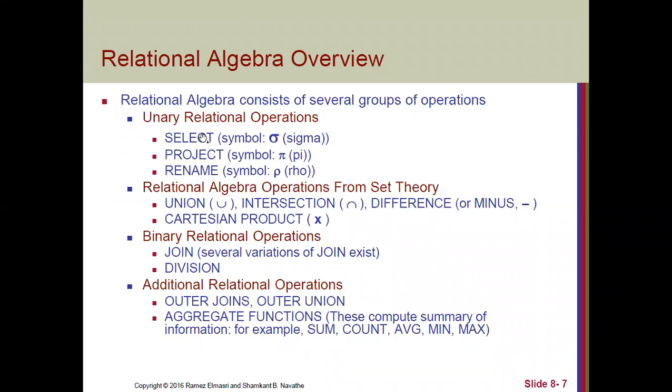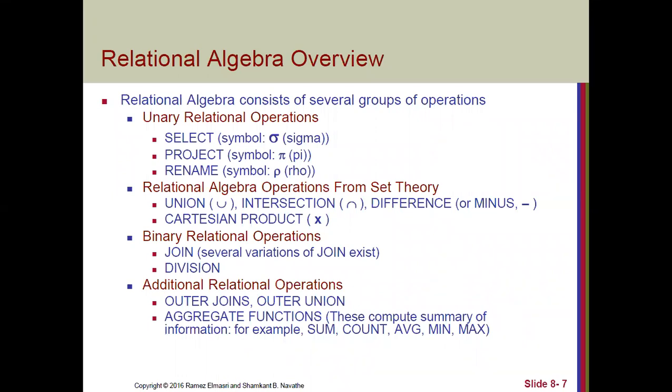So select, you can say what? Select is a relational operator, and it is represented by sigma. Project is also a unary relational operator, represented with pi, and rename is also a unary relational operator, which is represented as rho. Normally we call it rho.